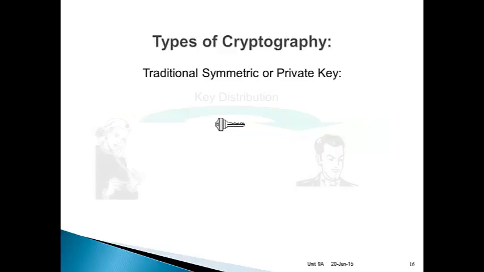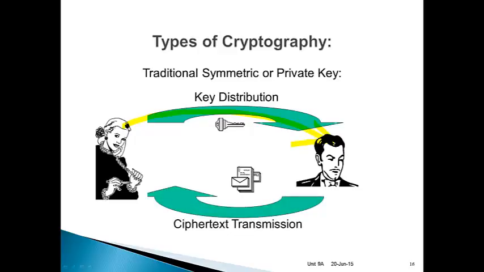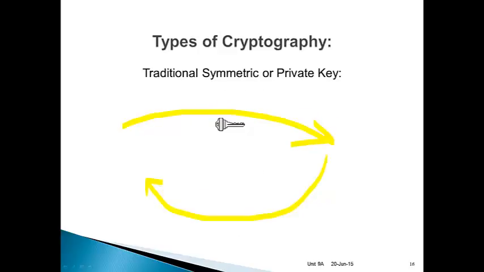Here's traditional or symmetric private key. The first step is key distribution. Whoever generates the key gets it to the other party they want to talk to. The next step is the ciphertext transmission. The party with the key takes their plain text, turns it into ciphertext, and sends it to the other party. First step is get the keys out. Second step is to transmit the message and decrypt it when you receive it.